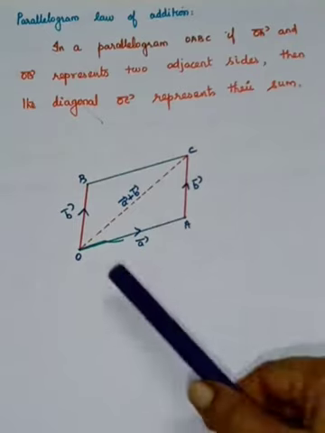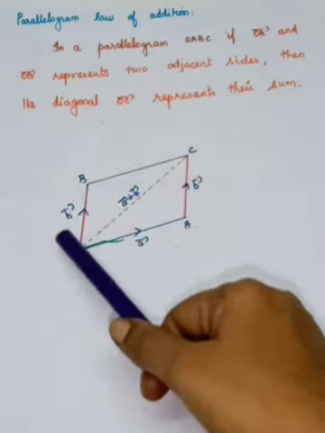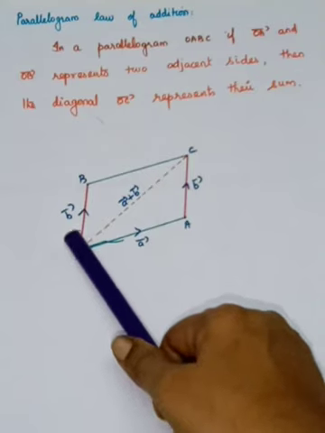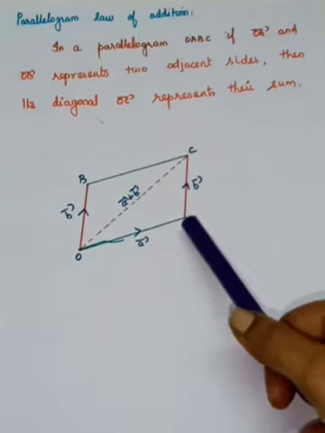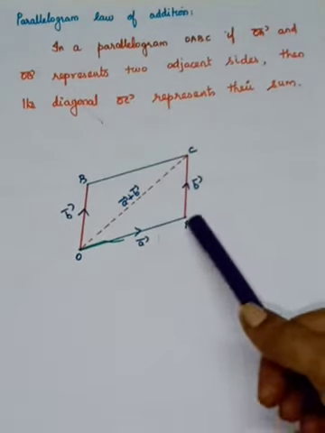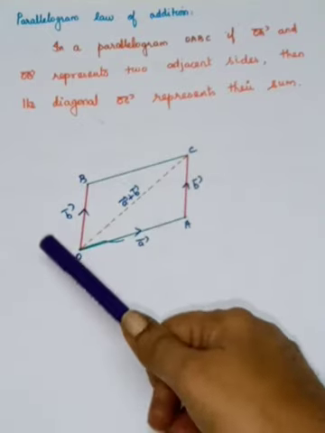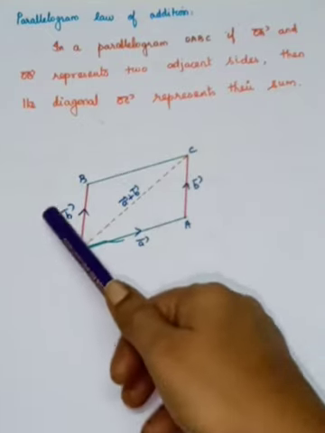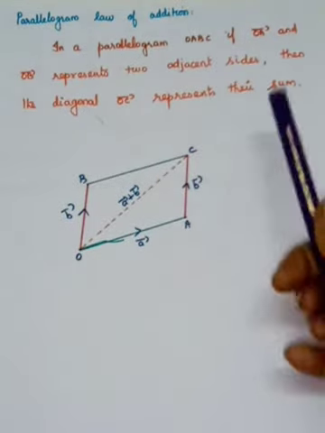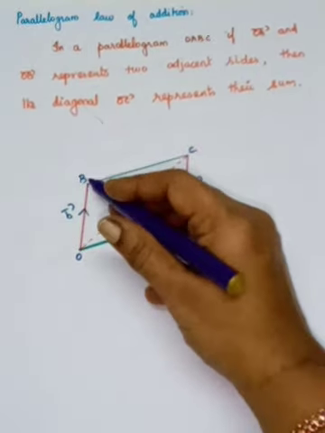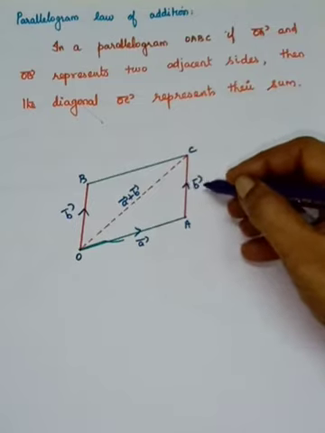Next, we are moving to the parallelogram law of addition of vectors. Here we take OA vector as A vector and OB vector as B vector. Now you have to draw the parallelogram OACB. Then OB vector and AC vector are equal vectors, so AC is also B vector.